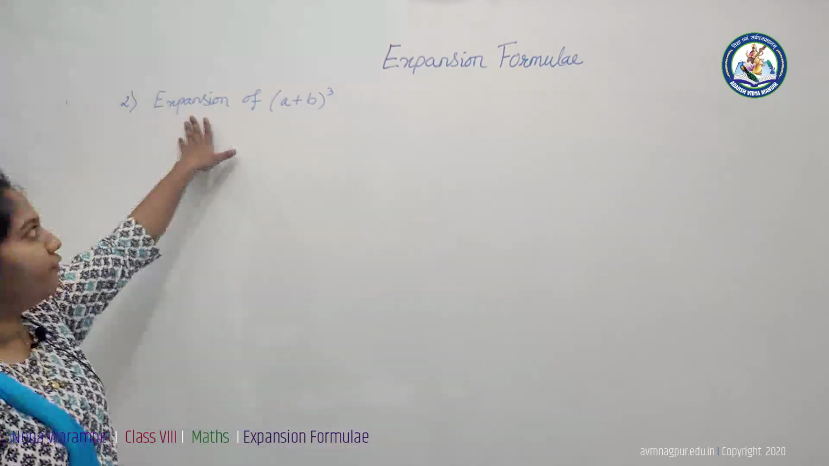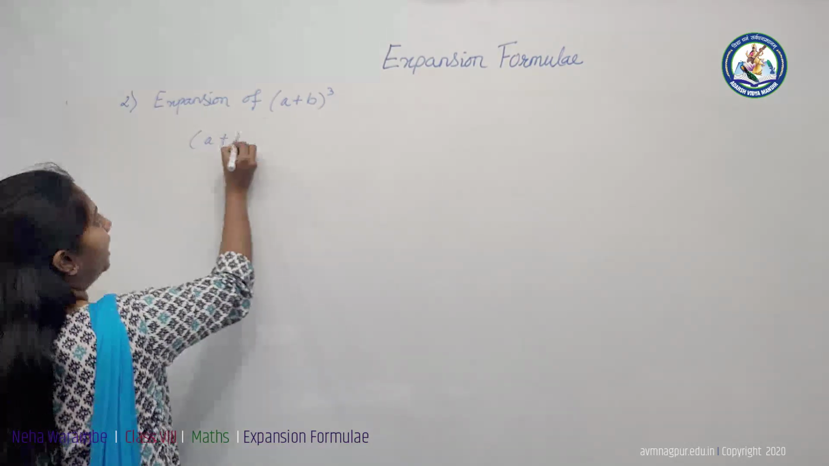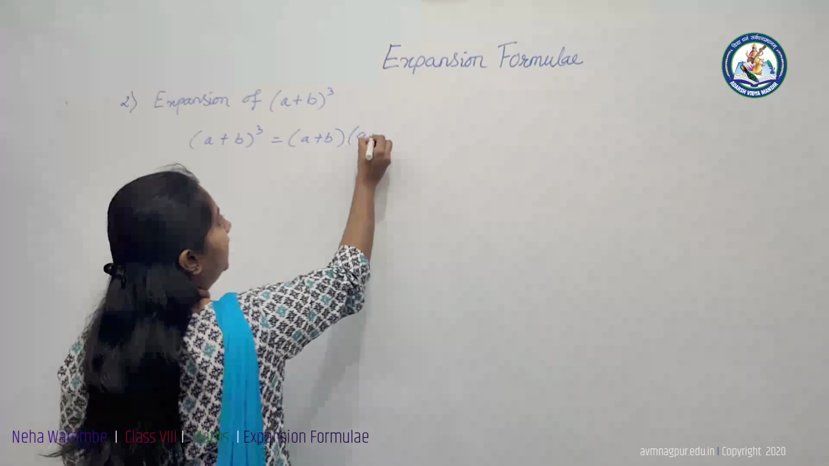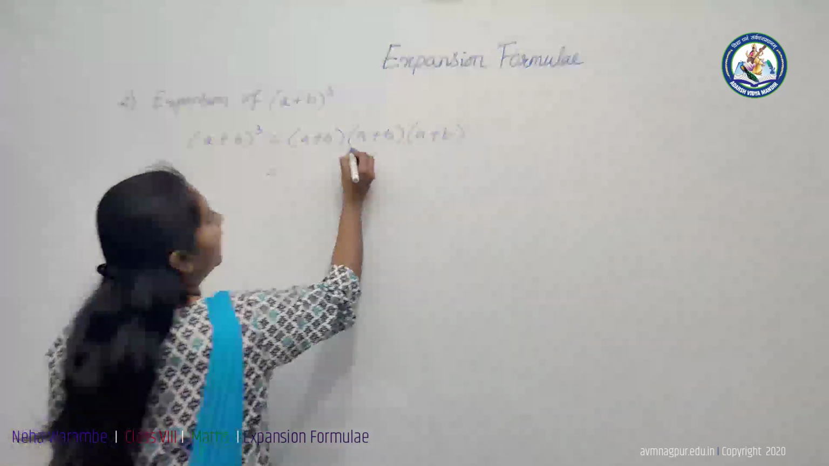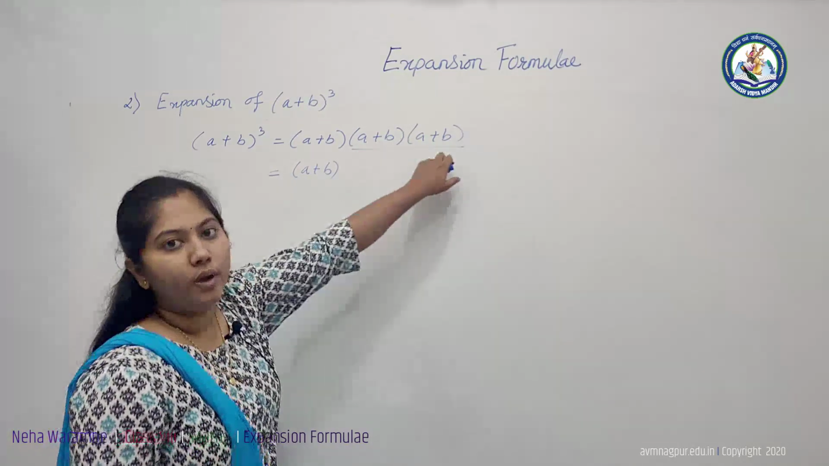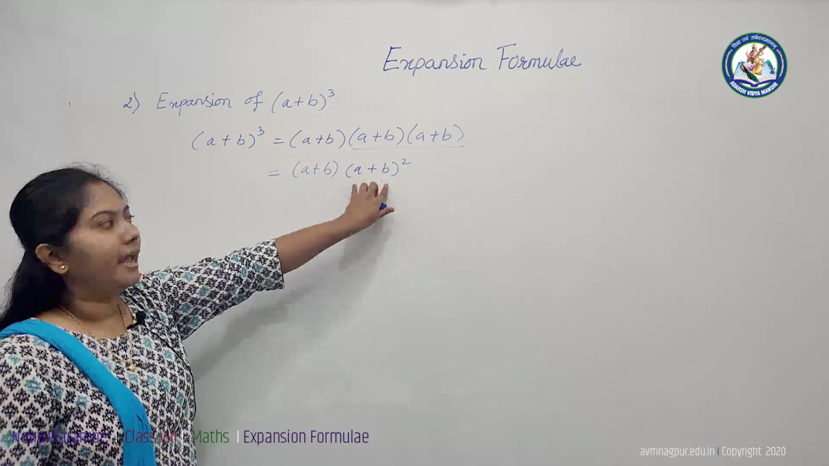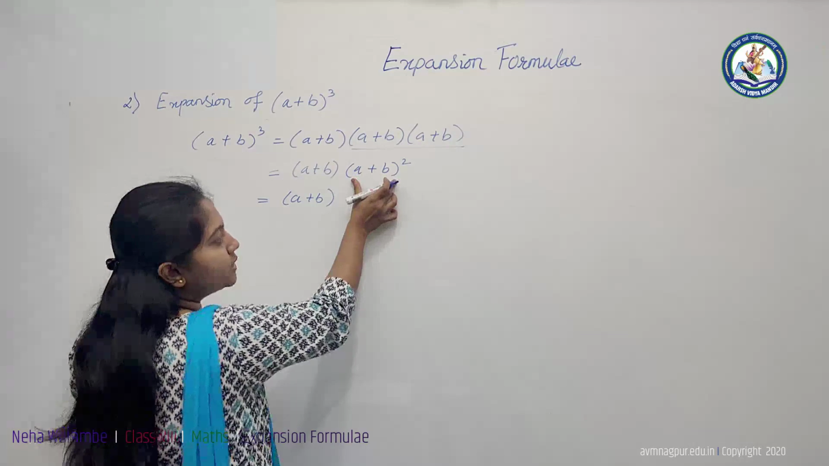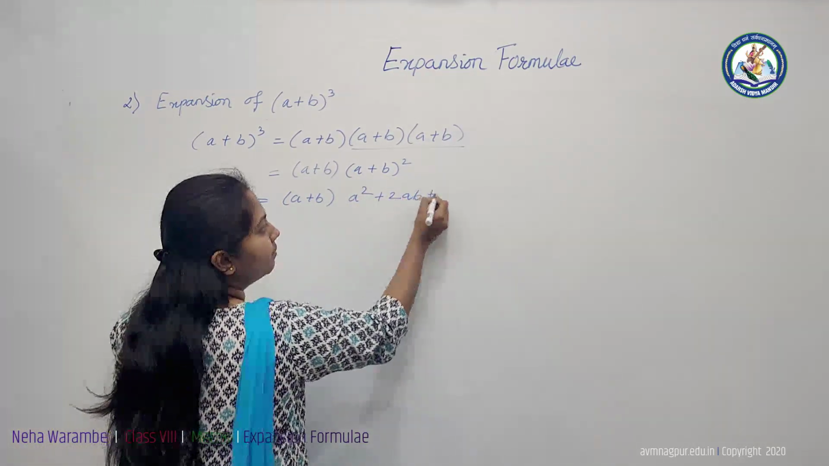The second formula is the expansion of (a + b) whole cube. We can write (a + b)^3 as (a + b) into (a + b) into (a + b). We keep the first bracket as it is. Now (a + b) into (a + b) means (a + b) whole square, and we know this formula: (a + b)^2 = a^2 + 2ab + b^2.